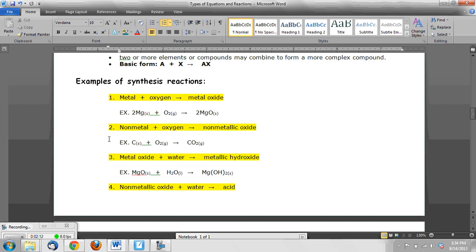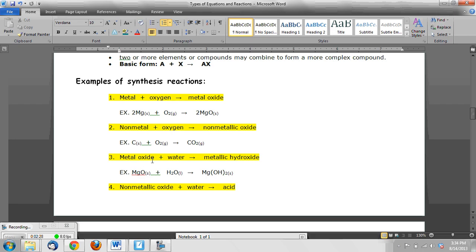You've got an example here. A non-metal and oxygen are going to make a non-metal oxide. So pretty much anything with oxygen is going to be an oxide. And make sure that you're crisscrossing here because we have an ionic compound because it's a metal and a non-metal.